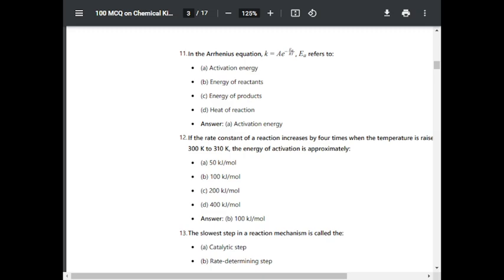The energy of activation is approximately 100 kilojoule per mole. You will calculate it by using the formula. Then it will be 100 kilojoule per mole. That is, option B is correct.